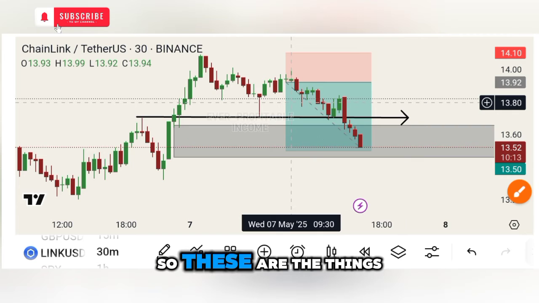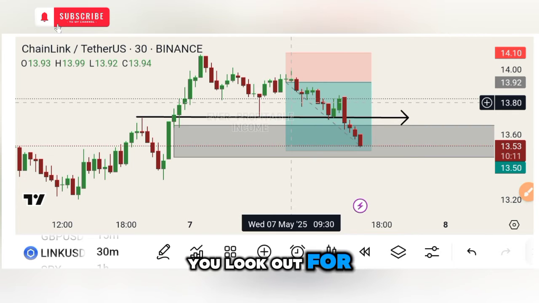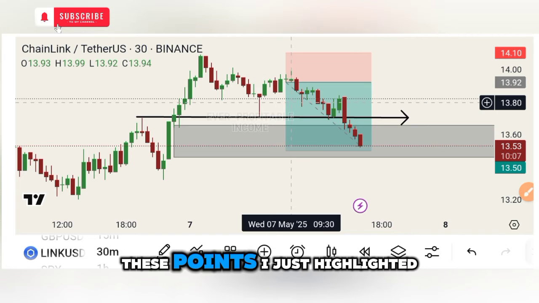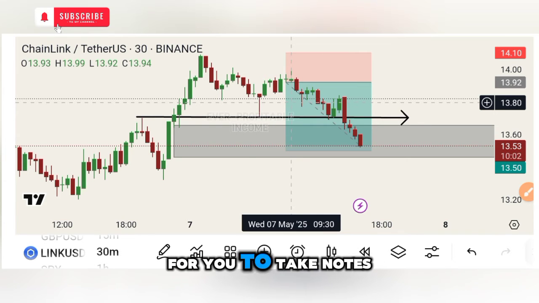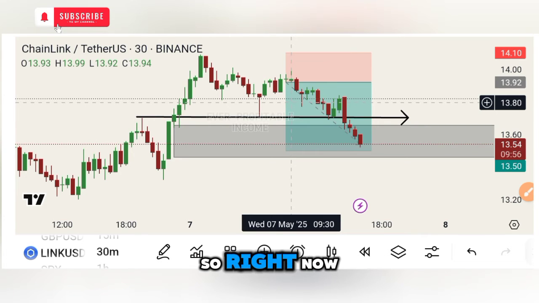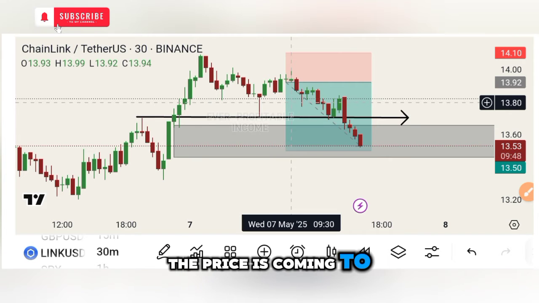These are the things you look out for when taking a trade. If you want to be a profitable trader, these points I just highlighted are very important for you to take note of before taking a trade so you don't lose. Right now the price has come into the fair value gap level. From now on it can retrace, but by then I've gone out of the market.